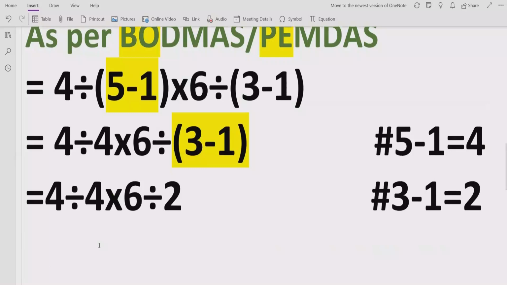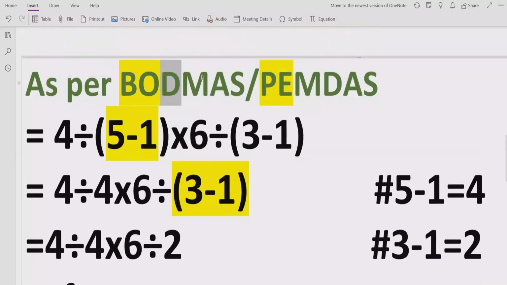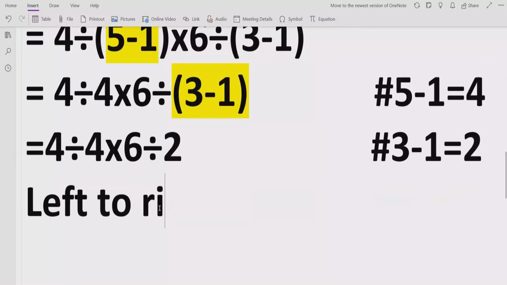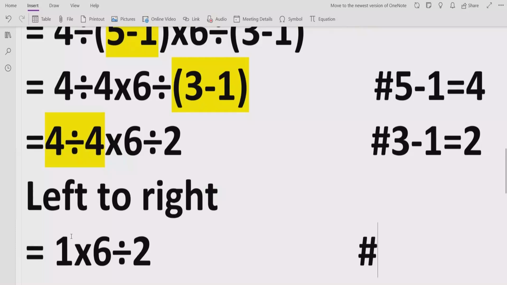Now move forward for division and multiplication, or you can say the multiplication and division. So what we have to do, we have to go left to right and find out which is coming first. So now we have 4 divided by 4, which is equal to 1, multiplied by 6 and divided by 2. So now we have to give the reference: 4 divided by 4 equals 1.